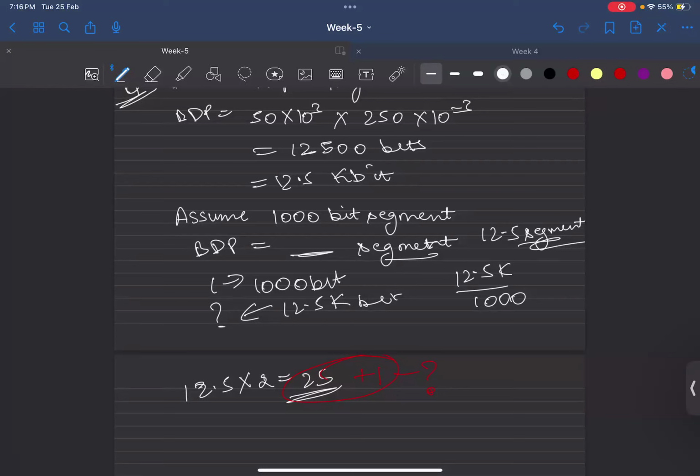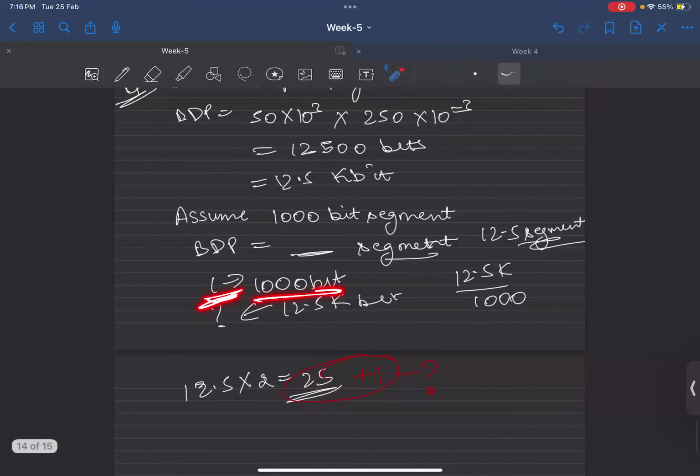What we are doing is we are saying that assume we have 1000-bit segments, which means one segment is 1000 bits here. So how many segments are there in 12.5 kilobits? It's simple. If one segment is 1000 bits, then 12.5 kilobits is how many segments? 12.5 divided by 1000. Simple mathematics. So we have here 12.5 segments.